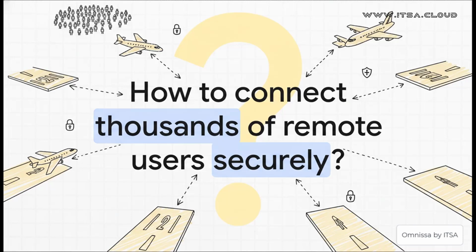So just think about this challenge for a second. You've got thousands of employees, right? And each one is like a plane trying to land on its own specific runway, which is their personal desktop or app. So how do you guide every single one of them to the right place, check who they are, and do it all securely without any collisions? Well, that is the exact problem the Horizon Connection Server was built to solve.